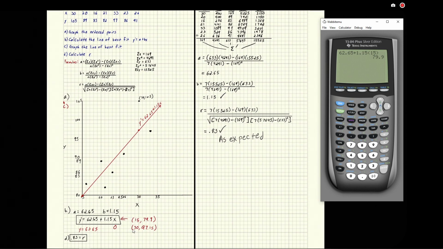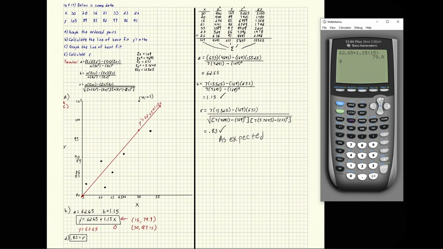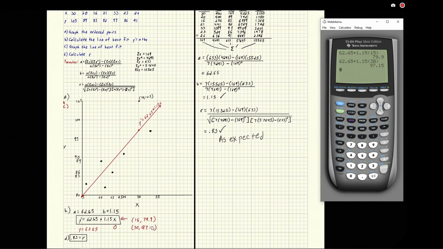And then up next, I chose 30 for my next point so that I had a point sort of out here to make it easier to draw. So all you do is you come up to what you just typed in. It's the same formula, only x is 30 now. So you just plug in 30 here and you hit enter. And we get 97.15, which is what we have here. And then you just put the 2 points down and you just draw a line. Just grab a ruler or whatever and just draw a line right through them.